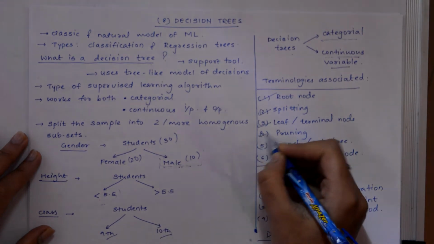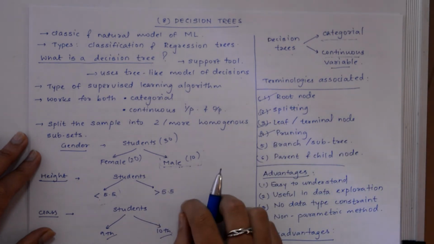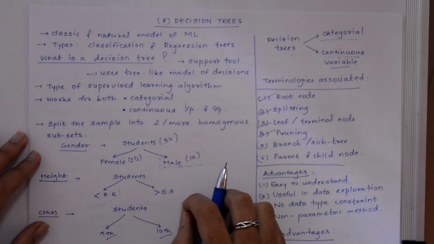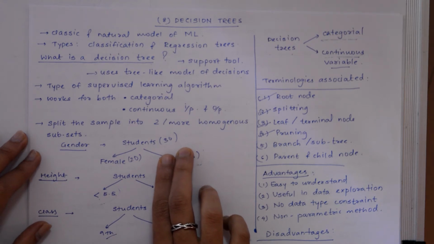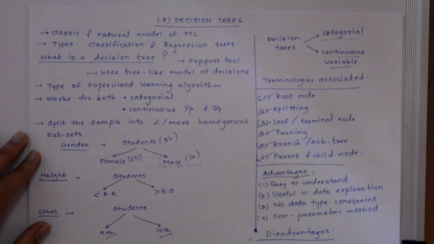Then we have pruning. Pruning is when we remove subnodes of a decision node. This process is called pruning. It can be said to be the opposite of splitting. So if I remove this node, that would be called pruning. Then we have branch or subtree and parent and child node, as we know.